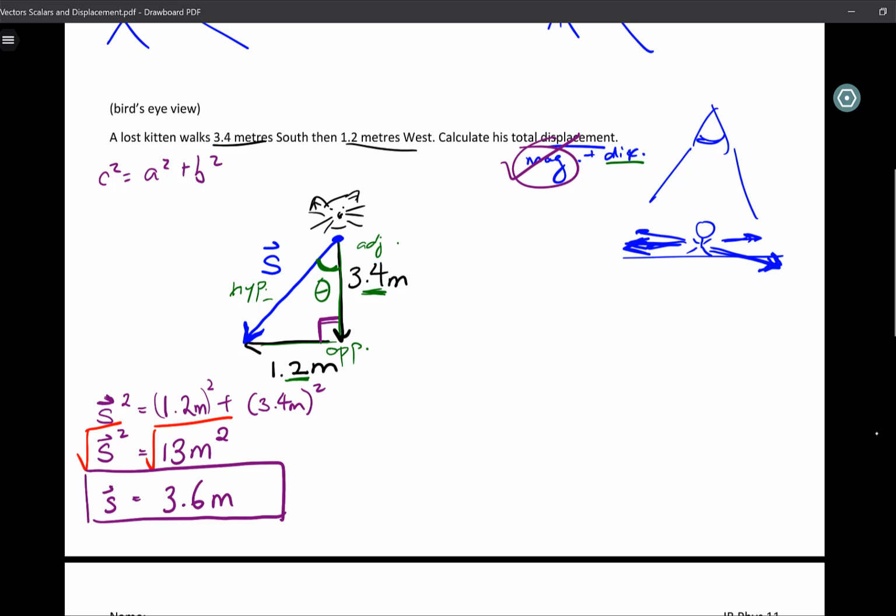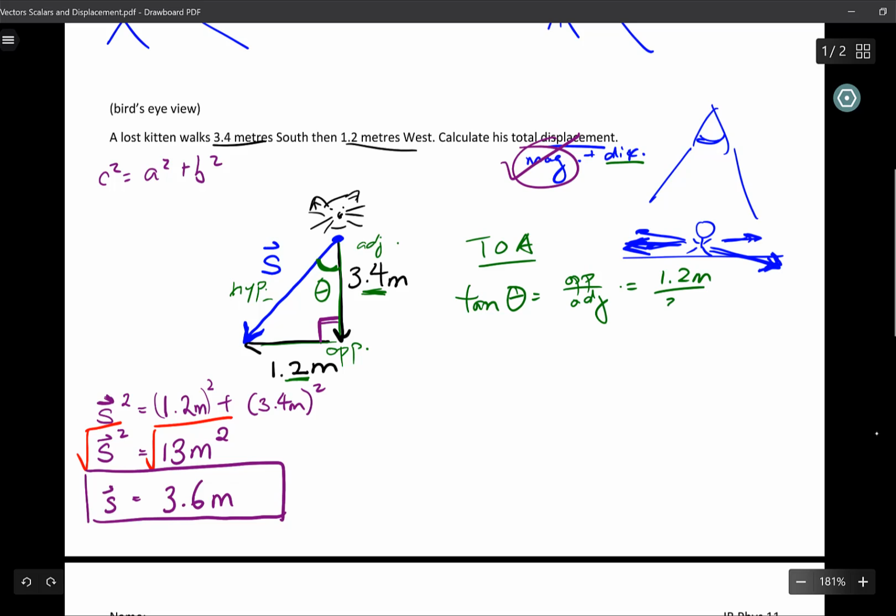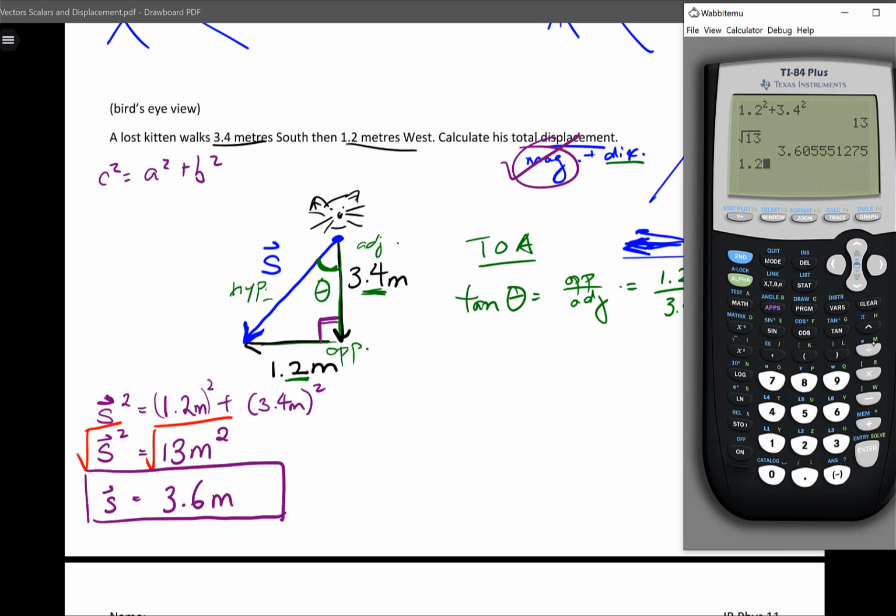So we have A and O. That means we need to use TOA. Okay, that's tangent. So let's write out our tangent equation. Our tan theta is equal to our opposite over our adjacent. This is 1.2 meters over 3.4 meters. Okay, so let's write this out neatly over here and I'll calculate this. That is 1.2 divided by 3.4. Not a very nice number, but we just got to deal with it.